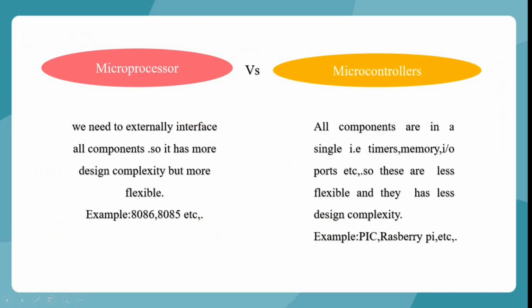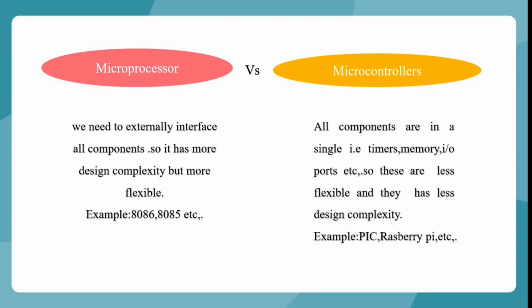Microprocessor versus microcontroller. In a microprocessor, we need to externally interface all components, that is timers, memory, and IO components. All of those components need to be interfaced externally, so it has more design complexity but is more flexible. Examples: 8086, 8085.